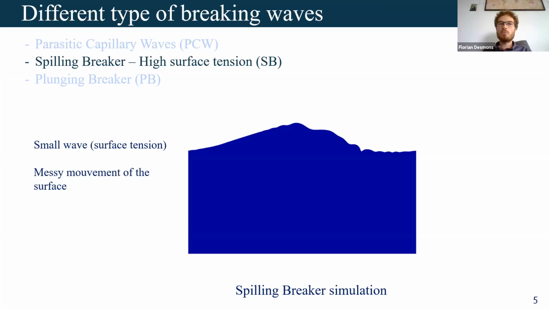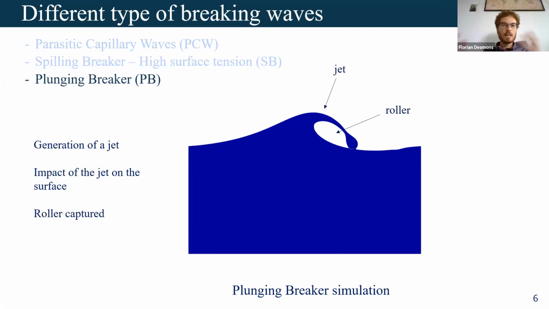The second one is a spilling breaker with high surface tension. This is really important because this is not the same phenomenon as the spilling breaker which was presented today. The phenomena are only related to the surface tension, so it's also only for small waves. The breaking process creates a massive movement of the surface, just like here, and if we go further in time, the movement of the surface becomes much more massive. The last one, which is the most common one and which there has been a lot of talk about today, is the plunging breaker. There is a generation of a jet here, which will impact the surface, and it will capture a roller here.